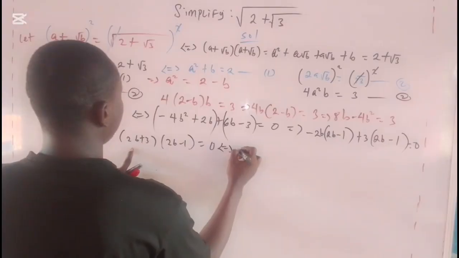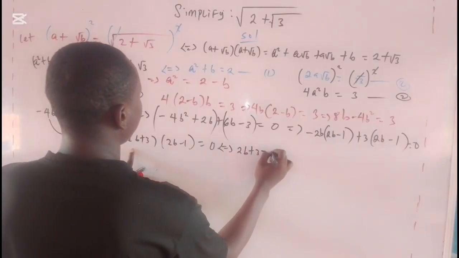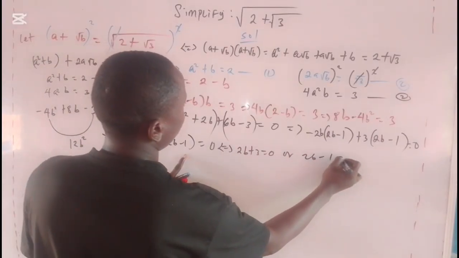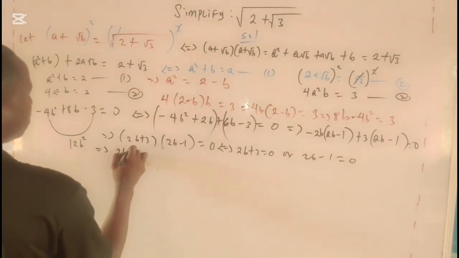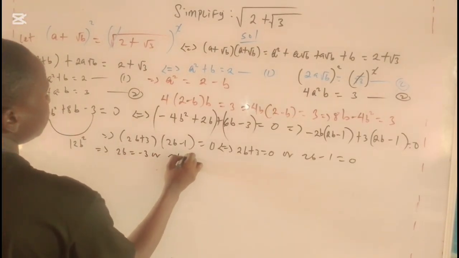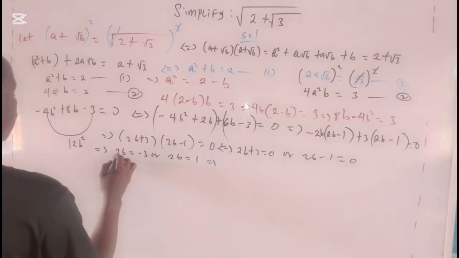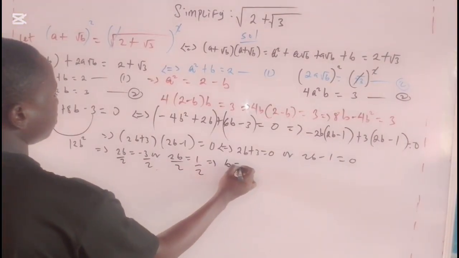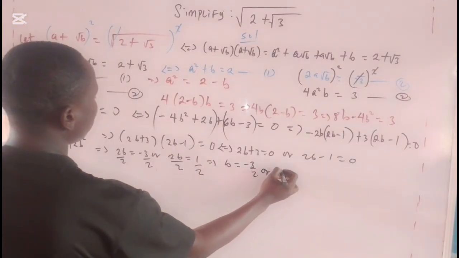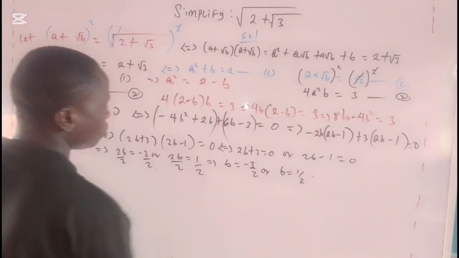So this means that 2b plus 3 is equal to 0, or 2b minus 1 is equal to 0. So this implies that 2b is equal to minus 3, or 2b is equal to 1. And here you divide this out by 2. So we have b is equal to negative 3 over 2, or b is equal to 1 over 2.